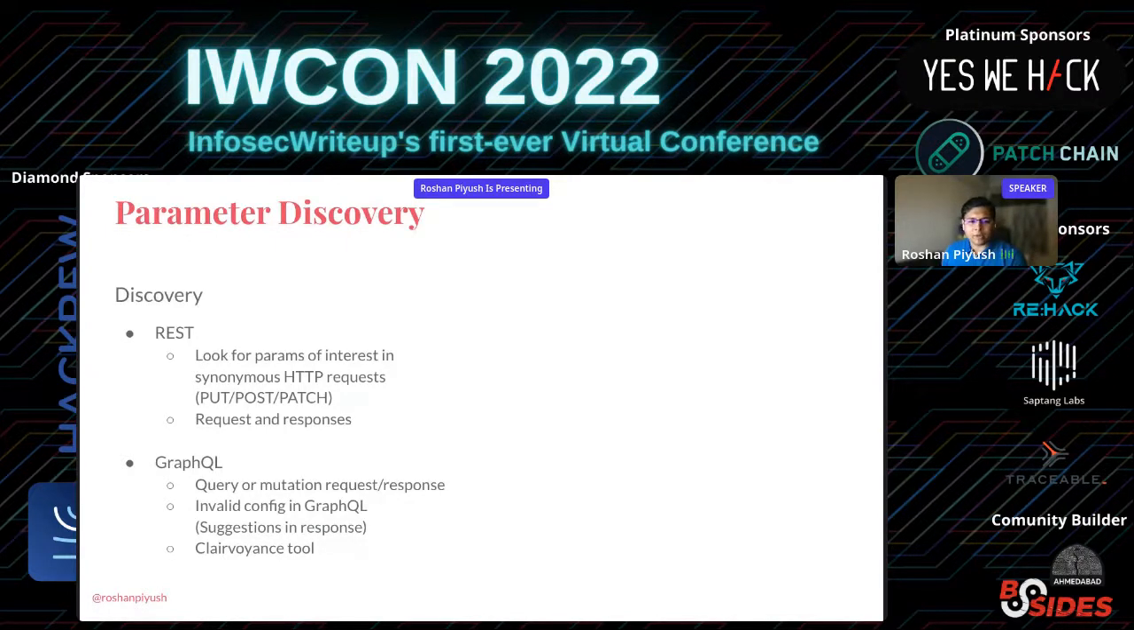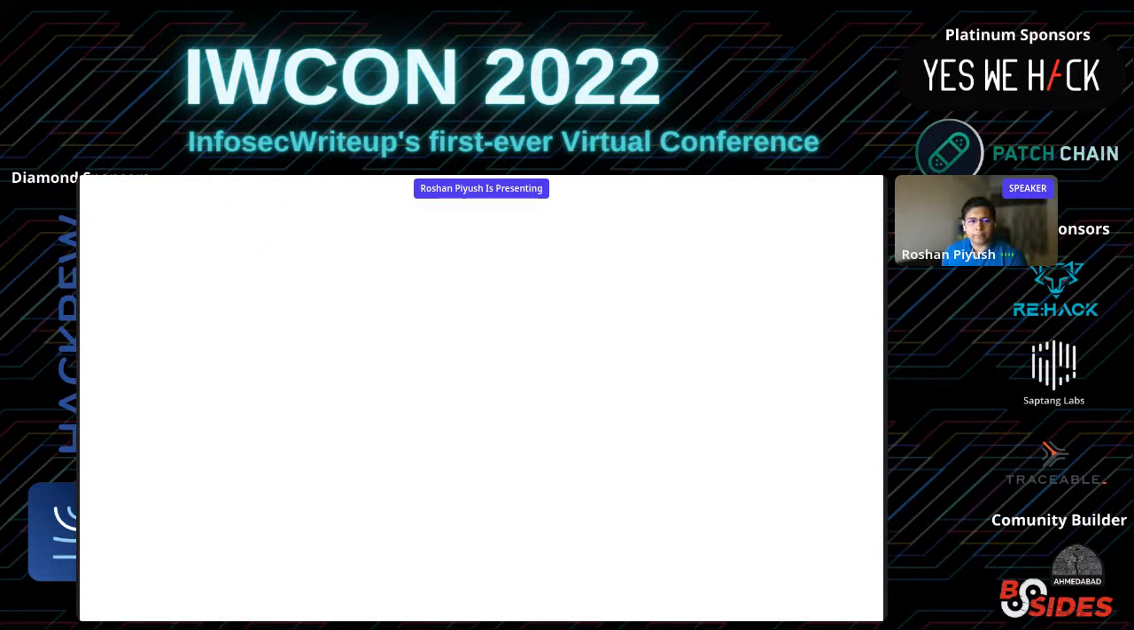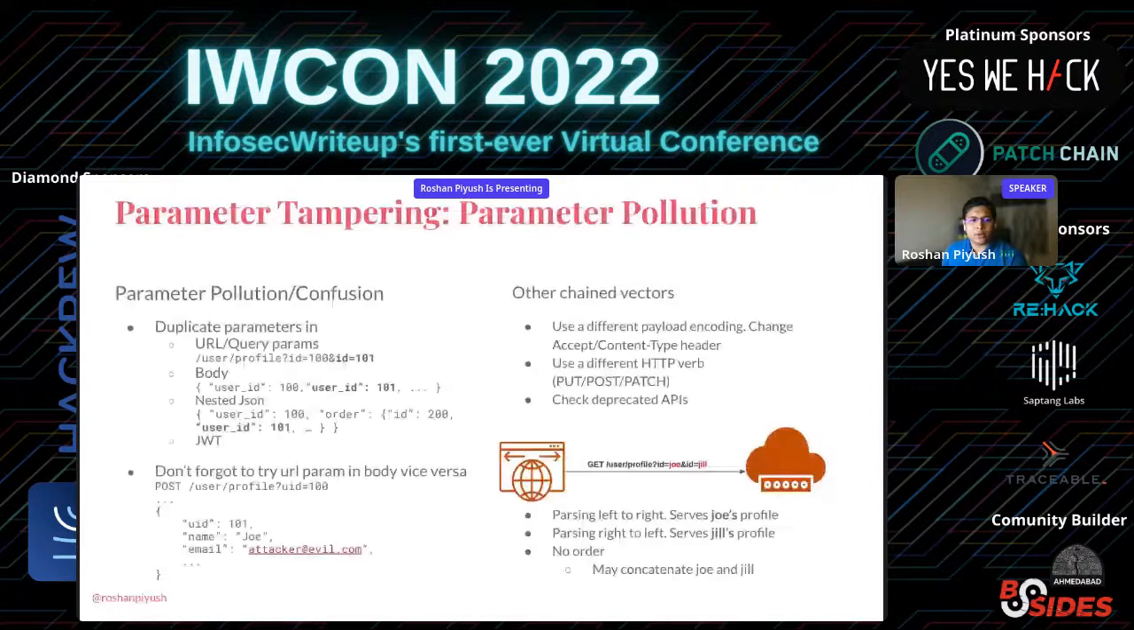And even the GraphQL query or mutation around the different requests and responses. Also, try to inject invalid config in the GraphQL. The Clairvoyance tool does it really well, so you can use that to discover GraphQL params. So once you have the params, you'll be able to craft parameter pollution attacks, like repeating the parameter either in the URL or the query param or even in the body.